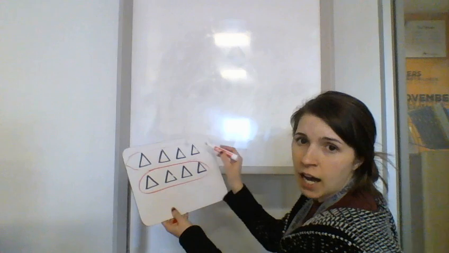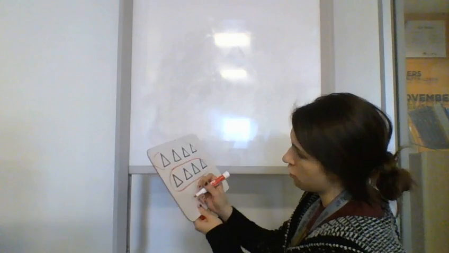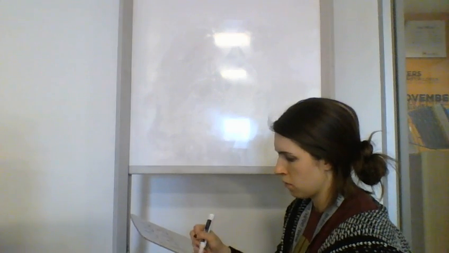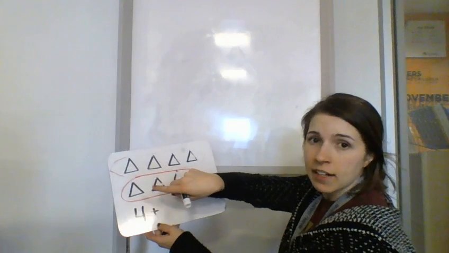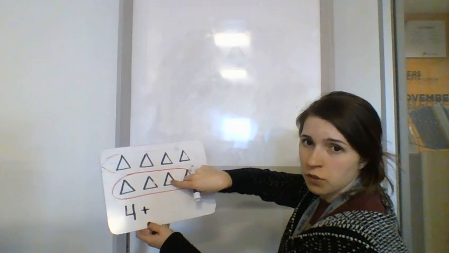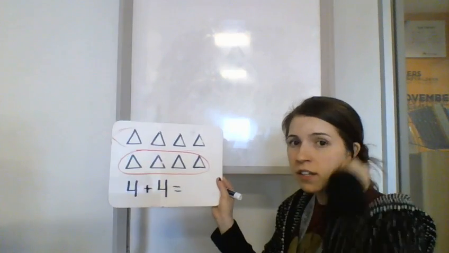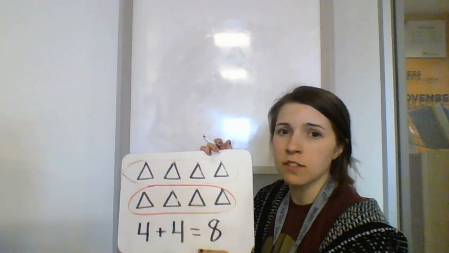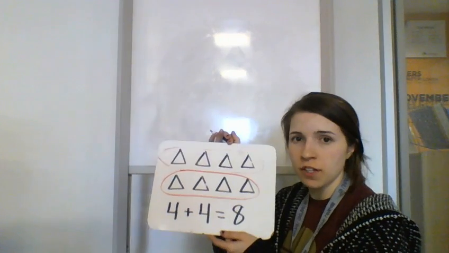So that first top row, there's 1, 2, 3, 4 triangles. So we're going to go 4. Black marker. So 4 plus, remember we're adding still, and then we're adding the second row. So 1, 2, 3, 4. So 4 plus 4 equals 8. So if you don't remember what 4 plus 4 is, you can always look at the pictures and add one at a time, count on. So 4 plus 4 equals 8.